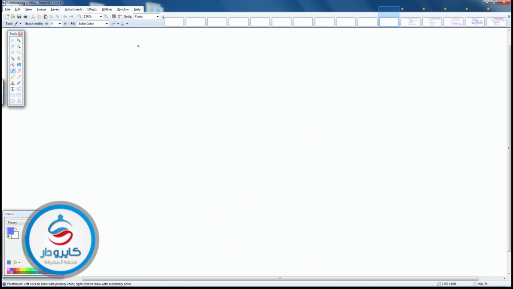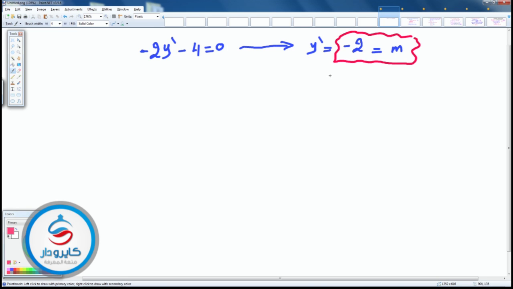This is negative 2y dash minus 4 equals 0. We can get the value of y dash here. It will be y dash equals negative 2. As we know, y dash is the first derivative, which we denote by m. Then this is the slope of the curve, which equals negative 2.